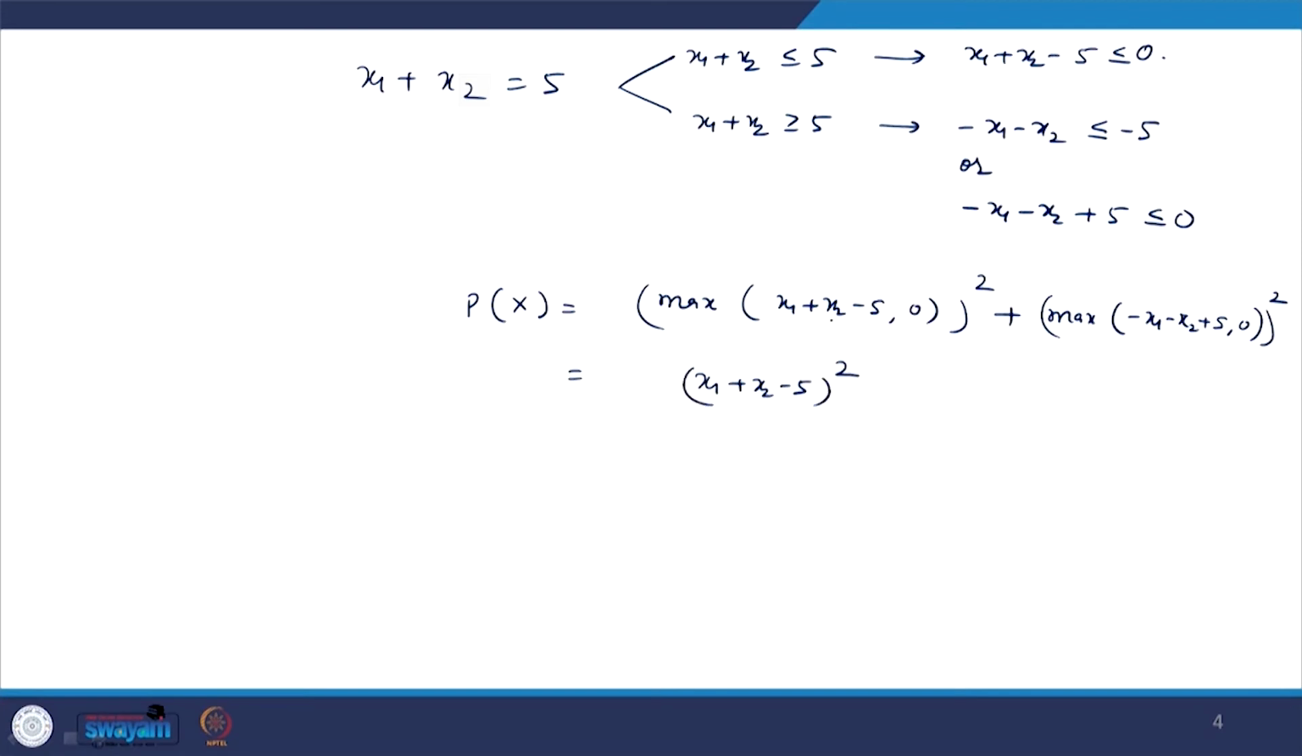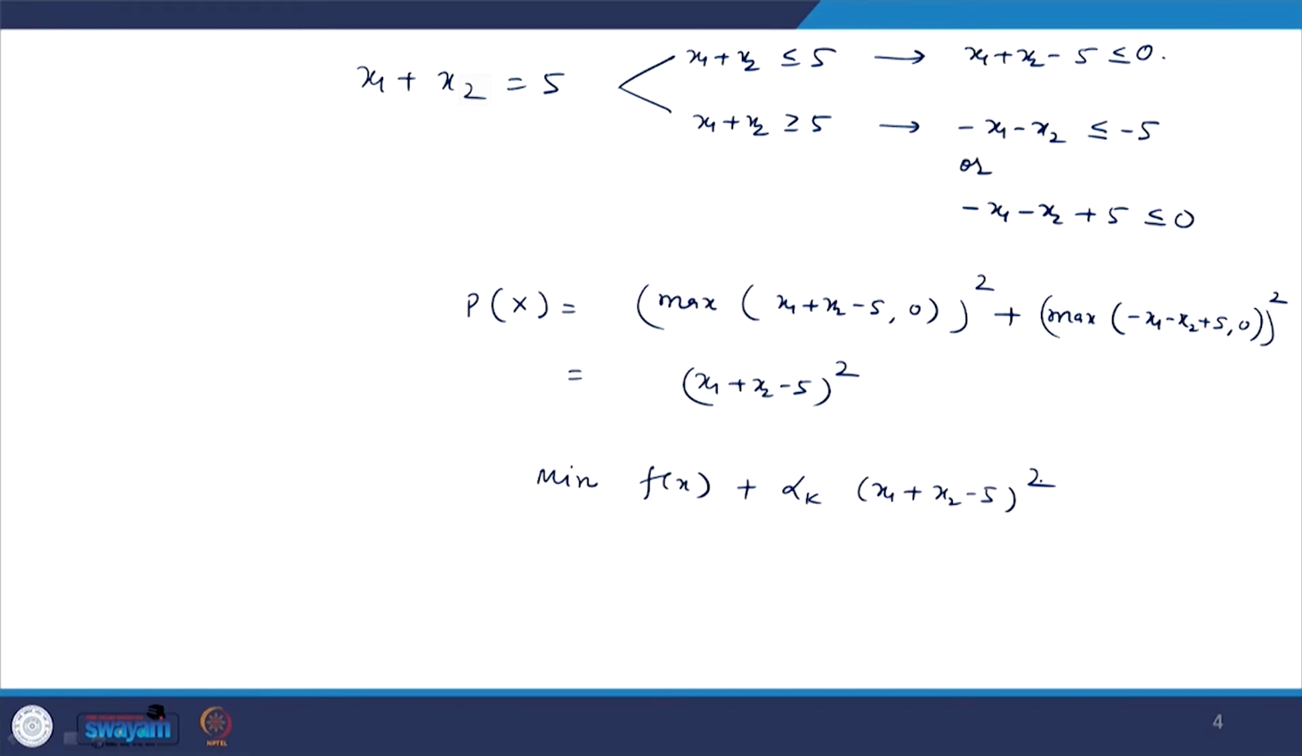Because if this is negative, then we get 0 here, but on the other side it will be positive, so the maximum of these two will be this only, its square. And if the other is negative, then from here it is 0 and from here it is x1 plus x2 minus 5. So, in any case we get the penalty function as (x1 plus x2 minus 5) whole square. So, what will be our unconstrained problem now? Minimization of f(x) plus alpha k times (x1 plus x2 minus 5) whole square. This is the unconstrained minimization problem we have now.